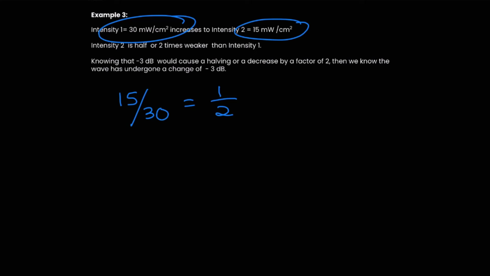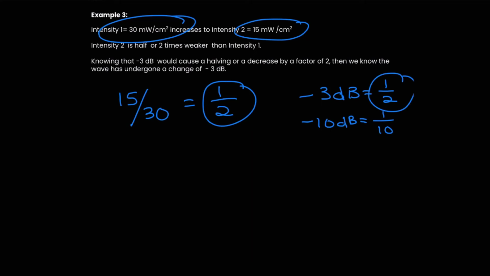Next, then we need to remind ourselves of our rules. Since we are dealing with a decrease, we are going to be dealing with negative decibels. Negative 3 decibels results in a half as strong, or a decrease by a factor of 2. And negative 10 decibels will equal 1/10 as strong, or decrease by a factor of 10. Like our first example, this one works out very nicely. We see a reduction by half, and we can see that a reduction by half matches up with our negative 3 decibels. Therefore, in this example, we see that intensity 1 dropping to intensity 2 must have experienced a weakening by a factor of 2, so that is going to match up with a negative 3 decibel change.